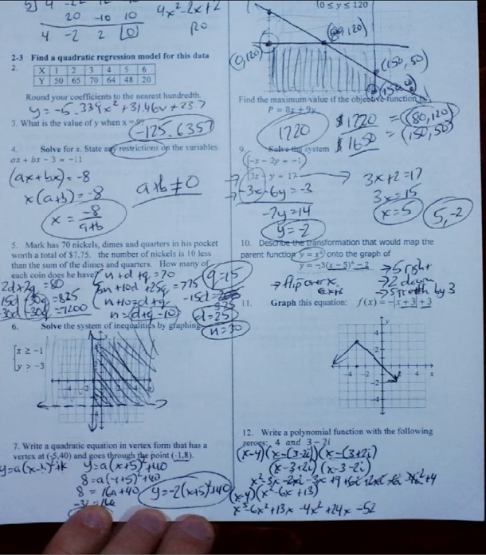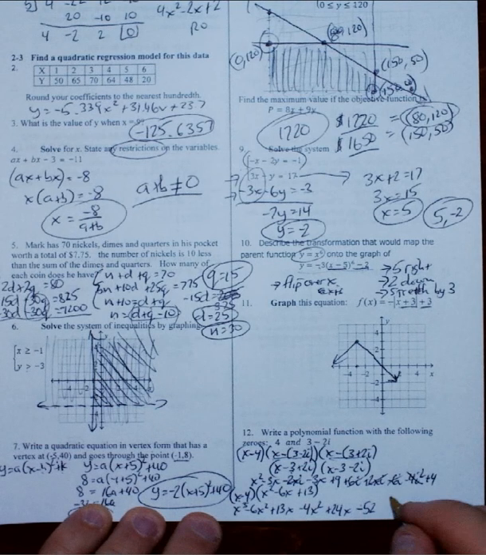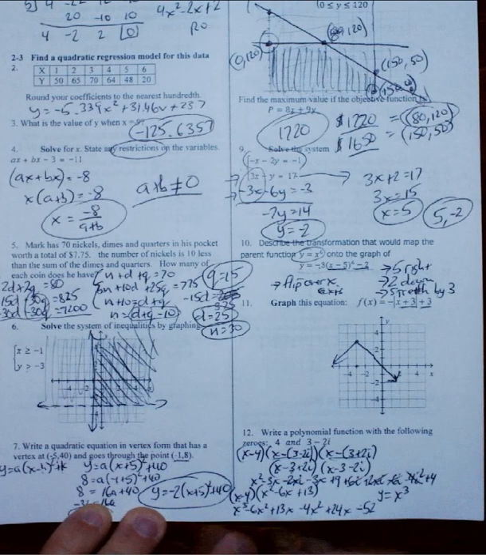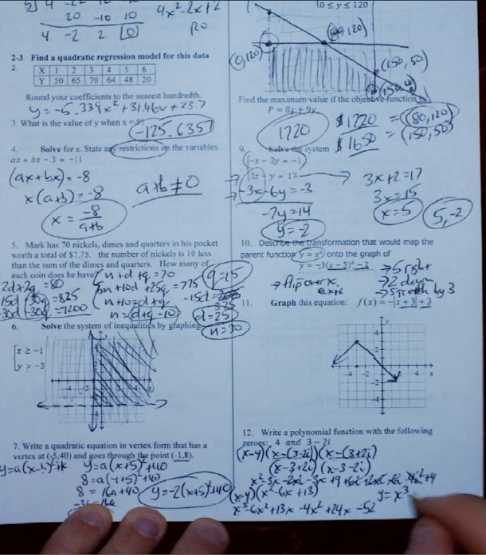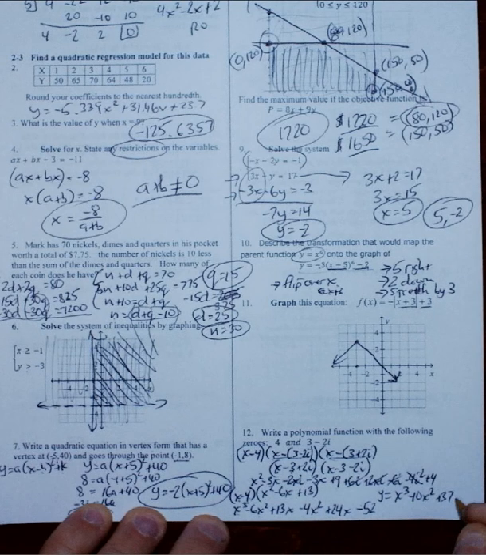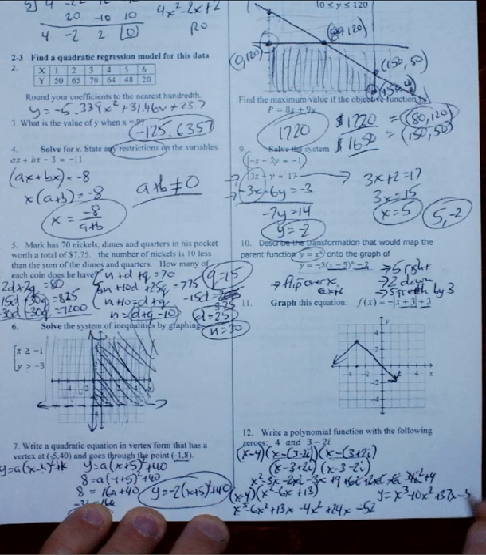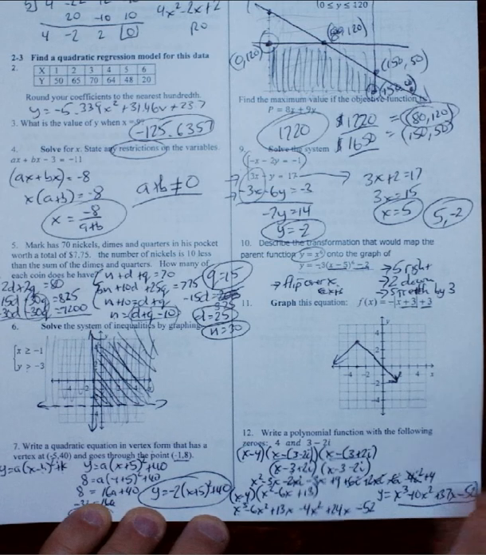Combining like terms then, I will have y equals x to the third. A negative 6x squared and a negative 4x squared is a negative 10x squared. A 13x plus a 24x is a 37x. And then minus 52. And that is my equation in standard form.